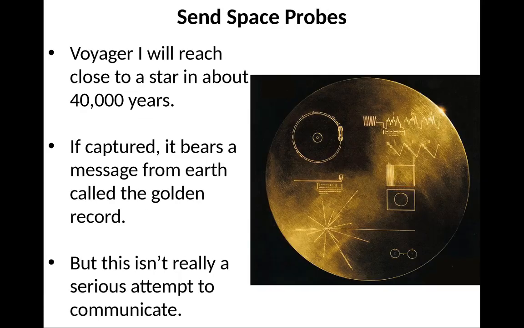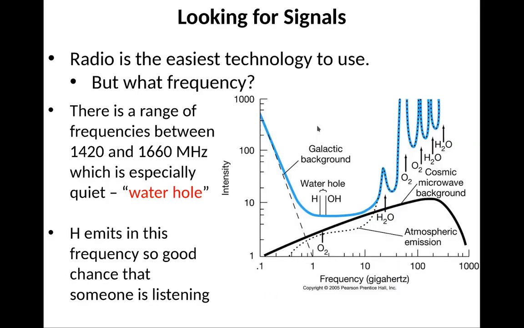All right. So let's talk about space probes. The first one is Voyager 1. Basically, it will reach the nearest star in about 40,000 years. If it's captured, it will basically have a message from Earth, right? This is the plate that was sent there. But this isn't really a serious attempt. This is one star, all right? Another way is looking for signals. Usually that means looking for radio.